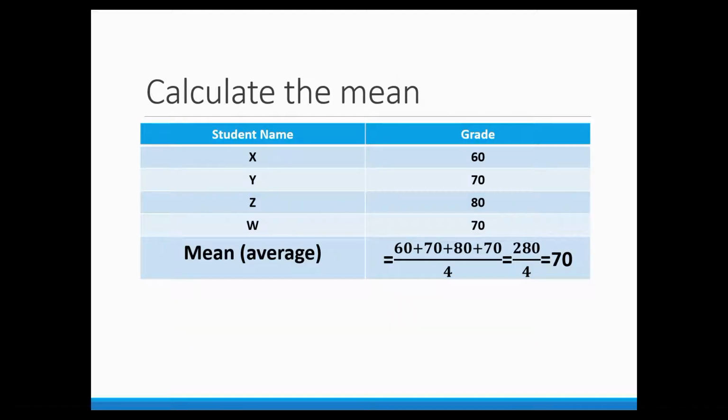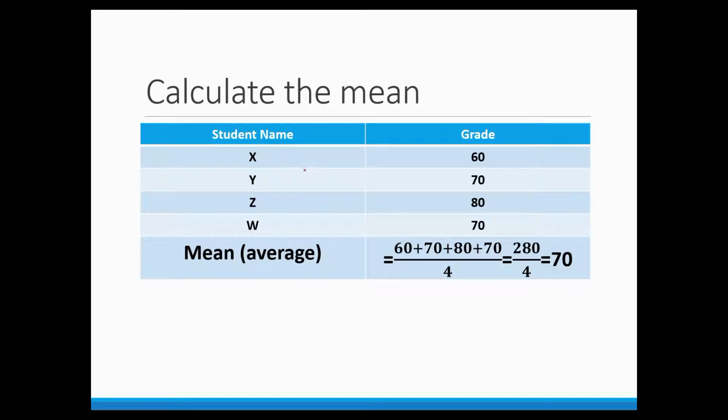So let's start with a very simple example to calculate the mean for the grades of 4 students. We have here student names and their grades. To find the mean or the average of the student grades, we simply add 60 plus 70 plus 80 plus 70 again. We add all the values of all the observations included in our sample, and we divide this by the total number of observations.